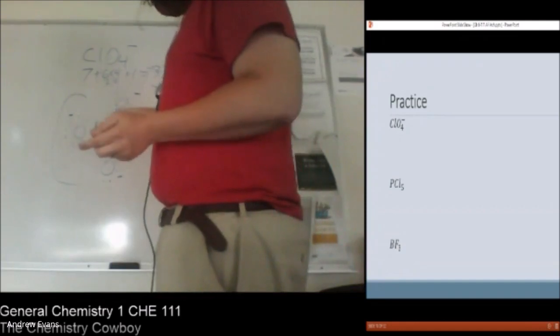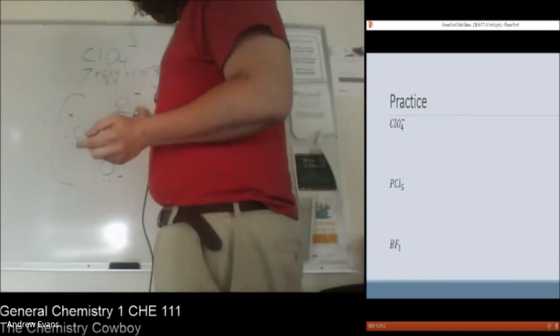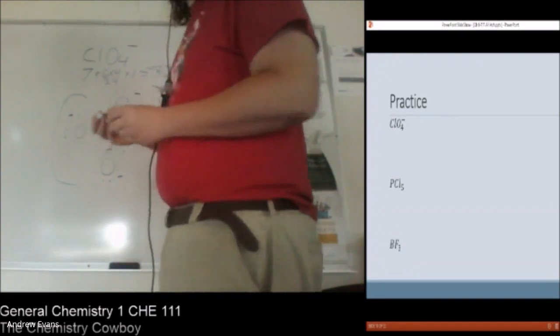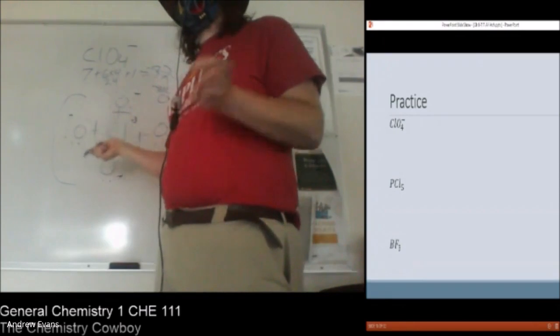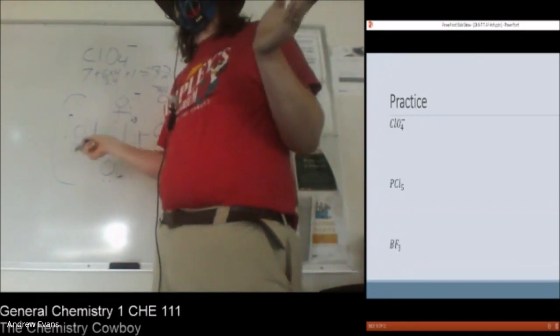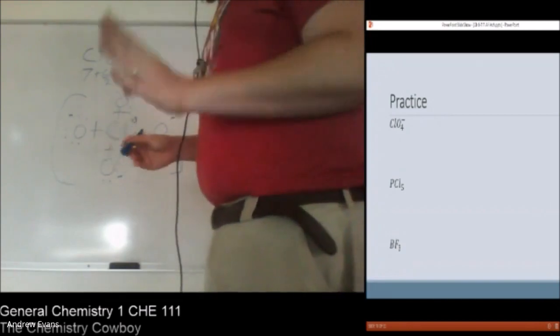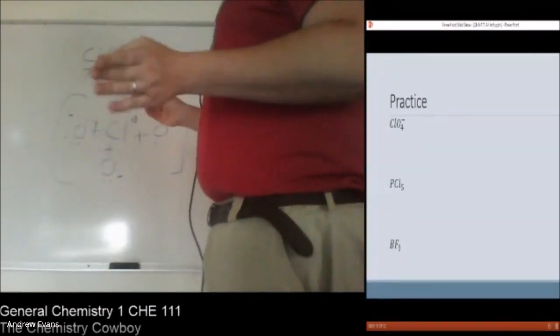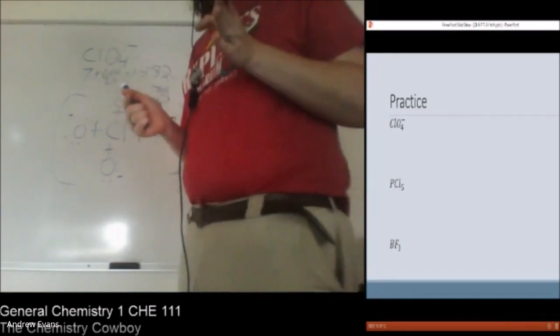Chlorine should have 7. It has 1, 2, 3, 4. It has a formal charge of positive 3. If we add them up, 3 plus negative 4, they add up to negative 1. Still makes sense. But if I ask you to draw a structure with the least amount of formal charges, we got to do some rearranging.